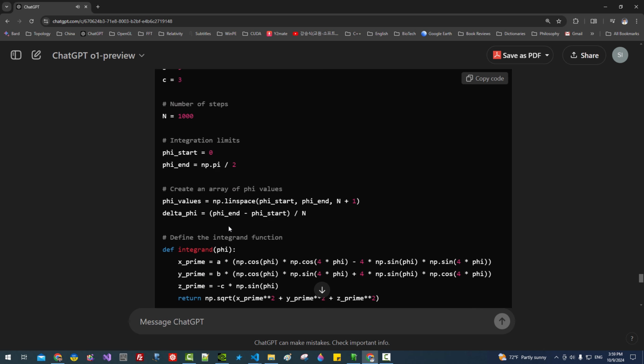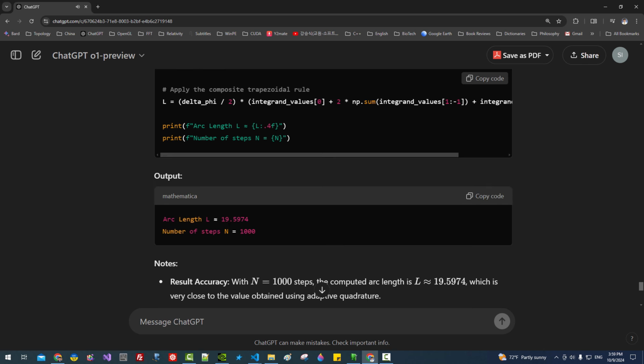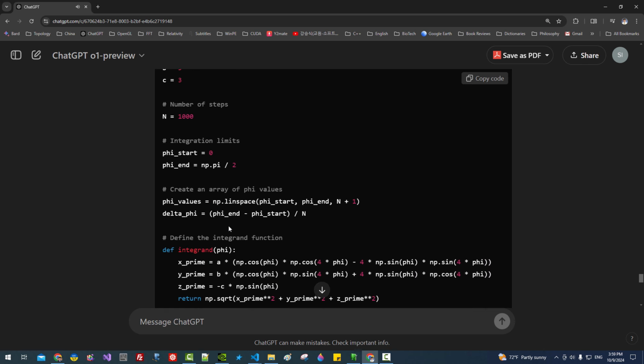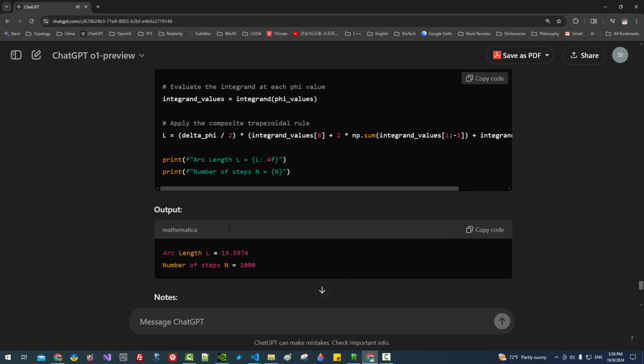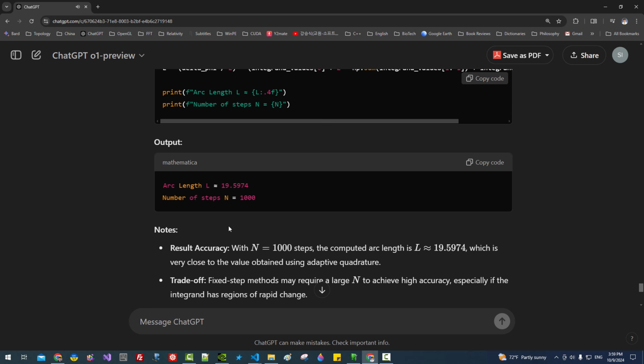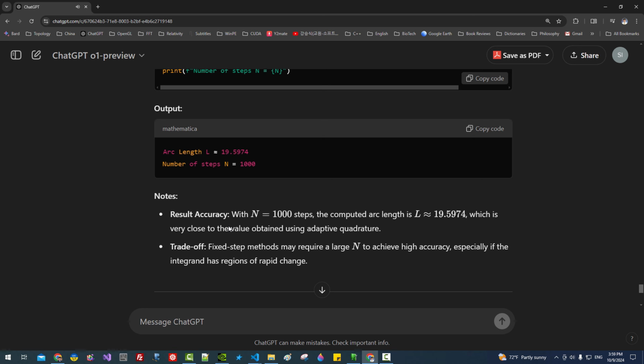Apply the composite trapezoidal rule. L equals delta phi over 2 times (integrand values 0 plus 2 times np.sum of integrand values 1 to n minus 1 plus integrand values n). Print arc length L to 4 decimal places. Print number of steps n equals n. Output: arc length L 19.5974, number of steps n equals 1000.